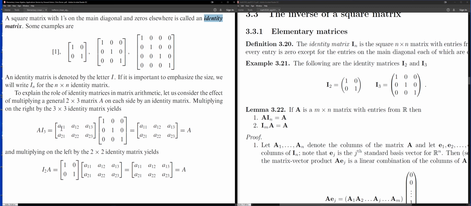And when you do your matrix multiplication over here, you should check that if you multiply this matrix A by this 3 by 3 identity matrix, you're going to get back the same matrix A, right?